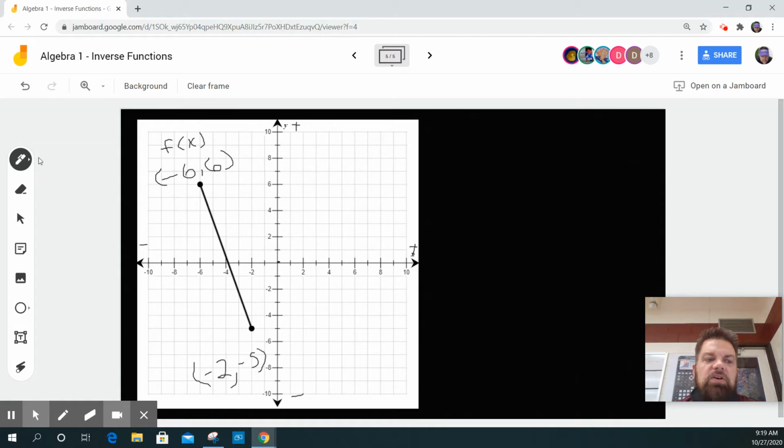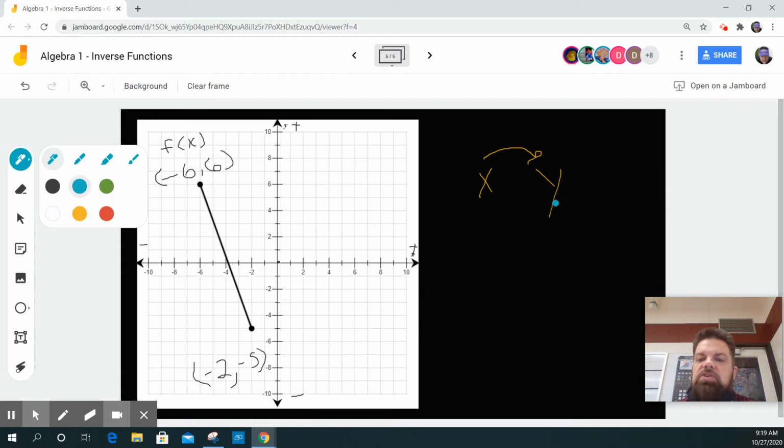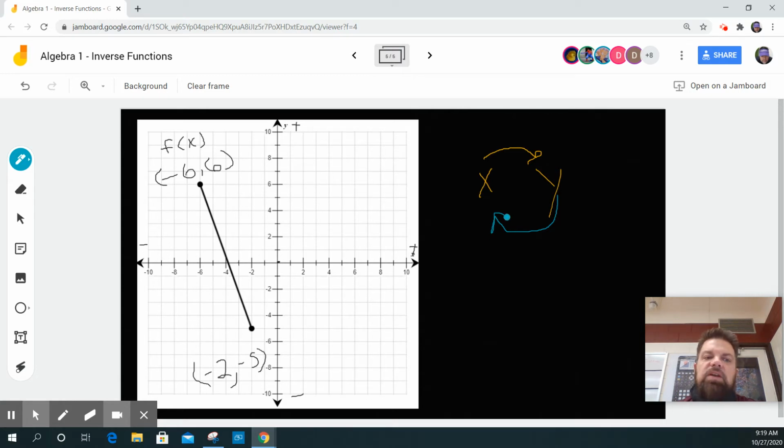Now for the inverse, remember for the inverse, we are swapping our x and y, right? So x has an input value, it spits out the y, but for the inverse, the y becomes the x and the x becomes the y. So that means I'm going to have two new points. So I'm going to have these points on my graph. Actually, let me change the color on that.